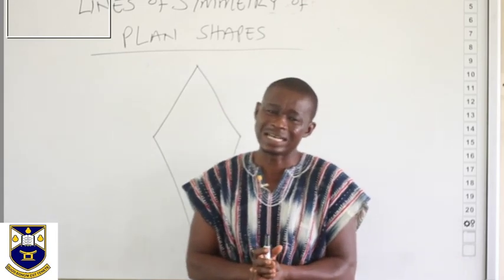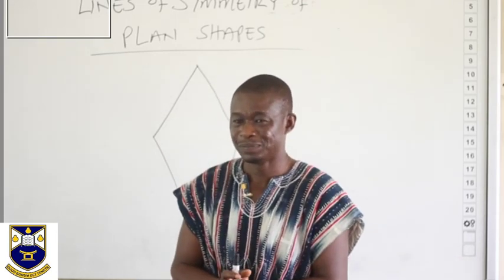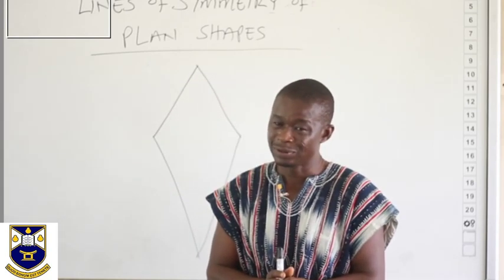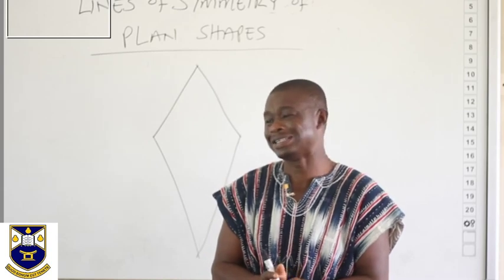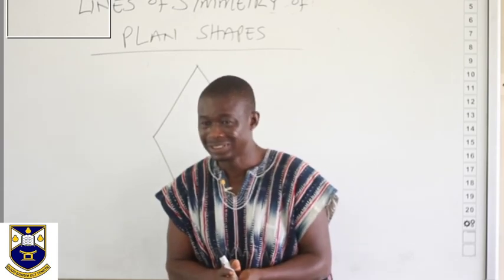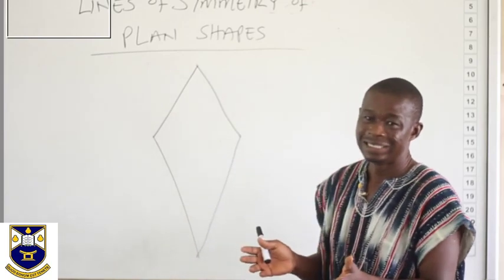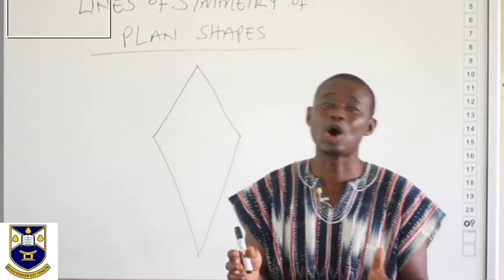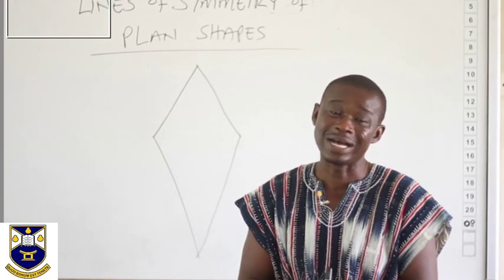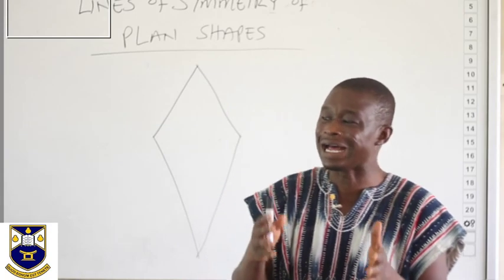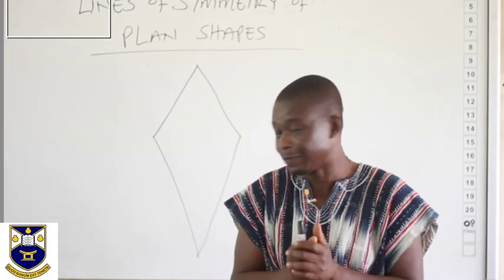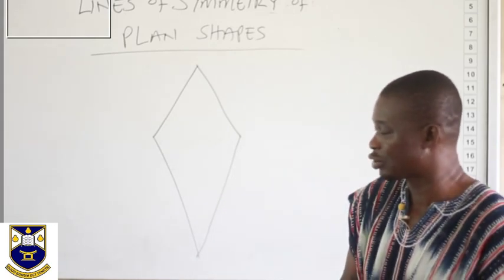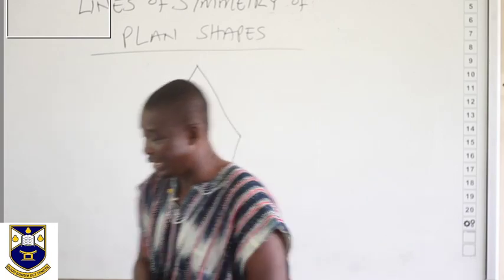Now let's take another plane shape. Before we move on to the other plane shapes, when you have the quadrilateral, there are so many types of quadrilaterals. In fact, we have rhombus, trapezium, they are all there. So please, it is your assignment. Go and look for other forms of quadrilaterals and then identify the number of lines of symmetry, if there is any.